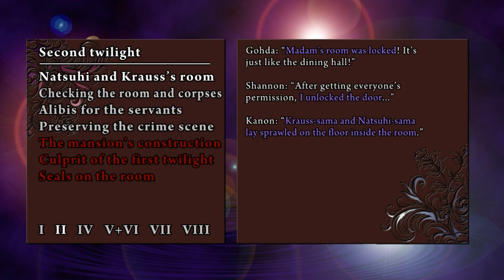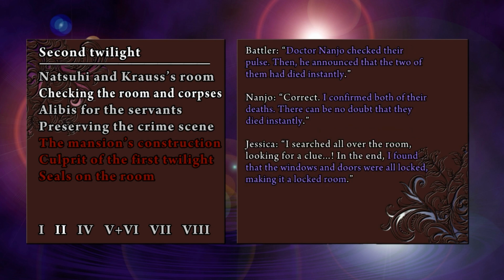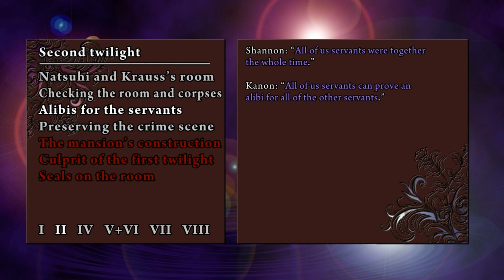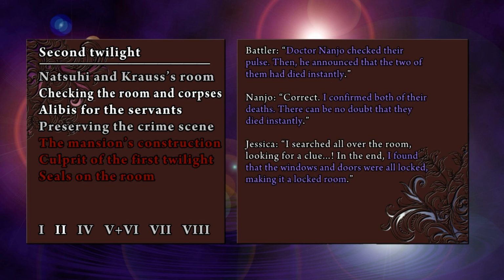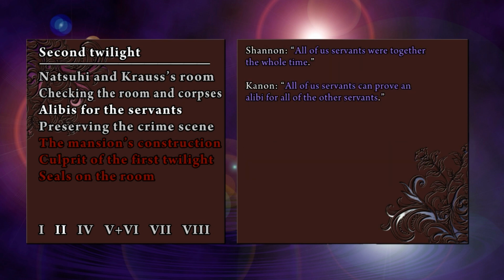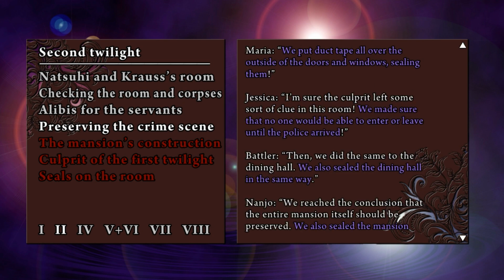Okay. Goda. Madame's room was locked. Jessica. Oh well, the thing is now Kraus and Natsu are dead, so we cannot use them anymore.